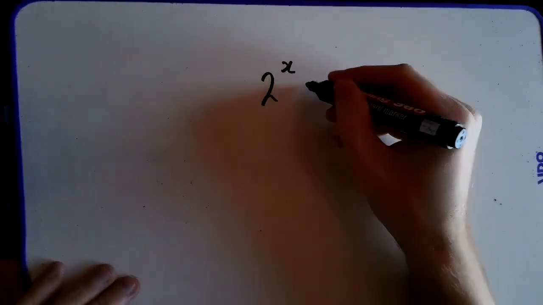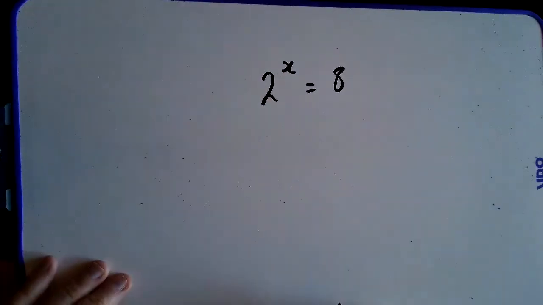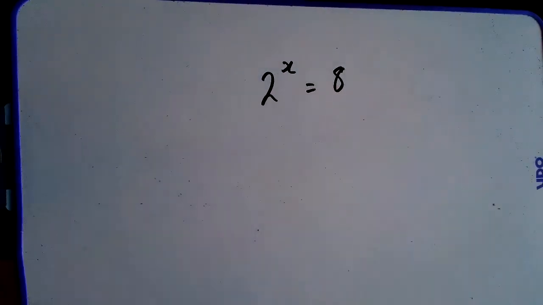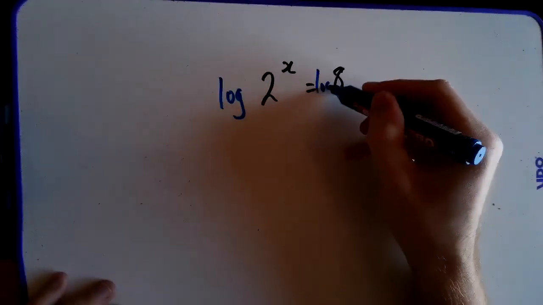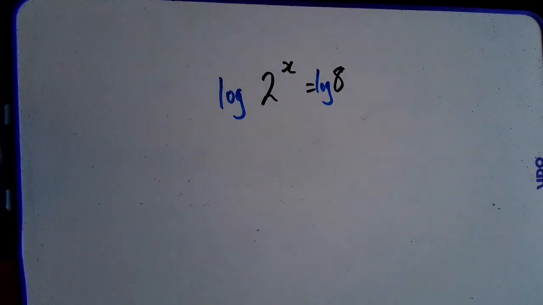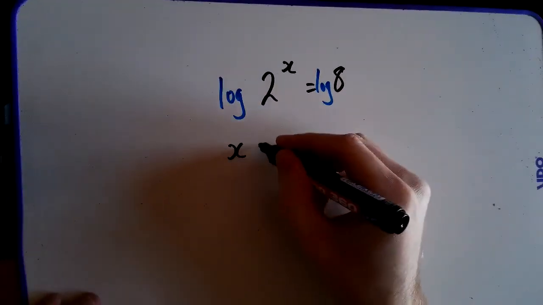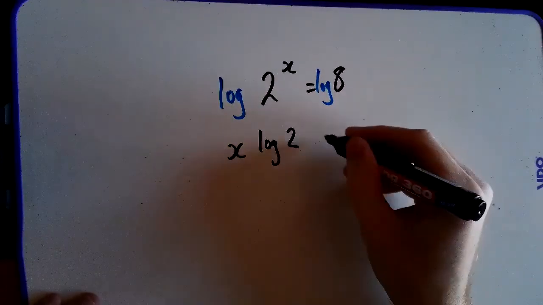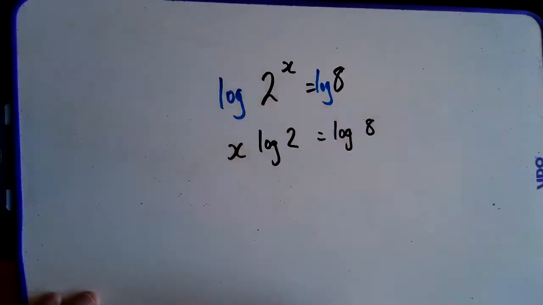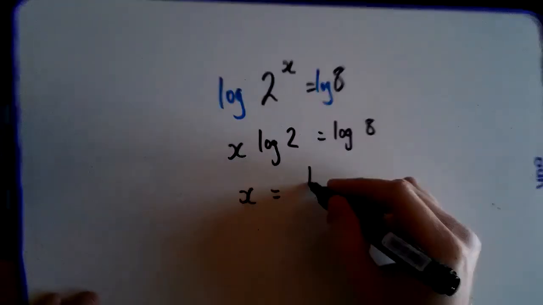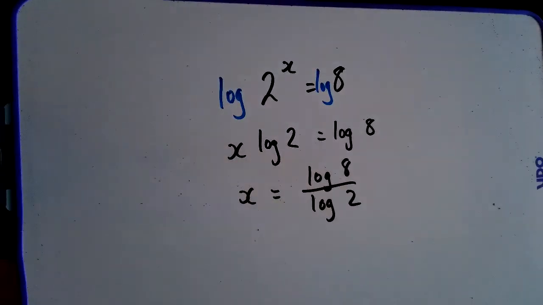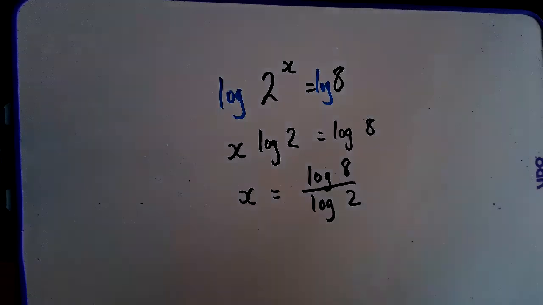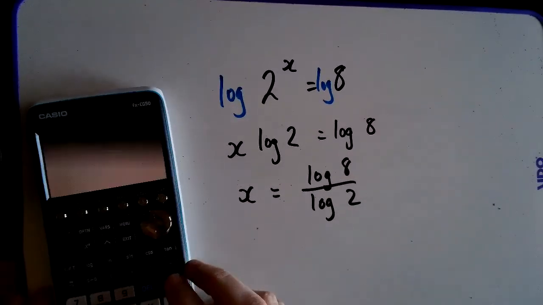Whereas I could instead do log on both sides, just a general log, so I don't care what the base is. And then what happens now is the power can come to the front, so x log 2 equals log 8. Remember, this could be any base, so x equals log 8 over log 2. And again, that could be any base. It could be base 5, it could be base 7. So I'm just going to quickly show you, for example.